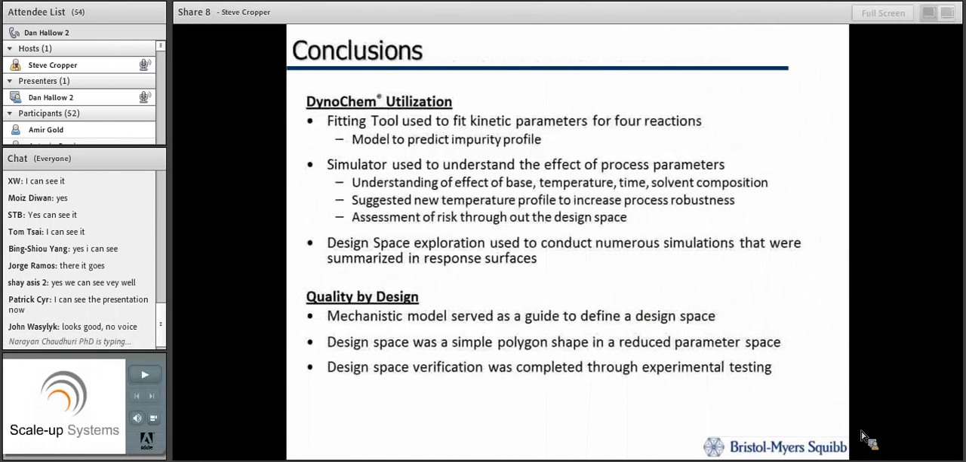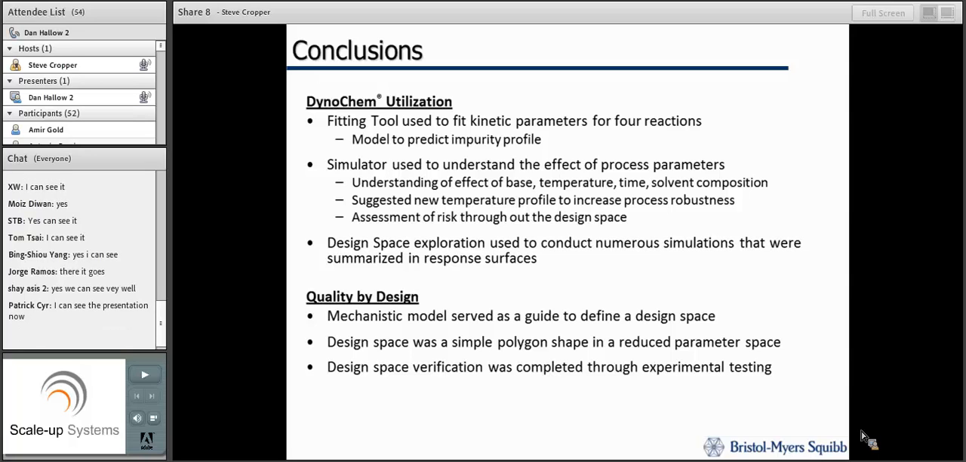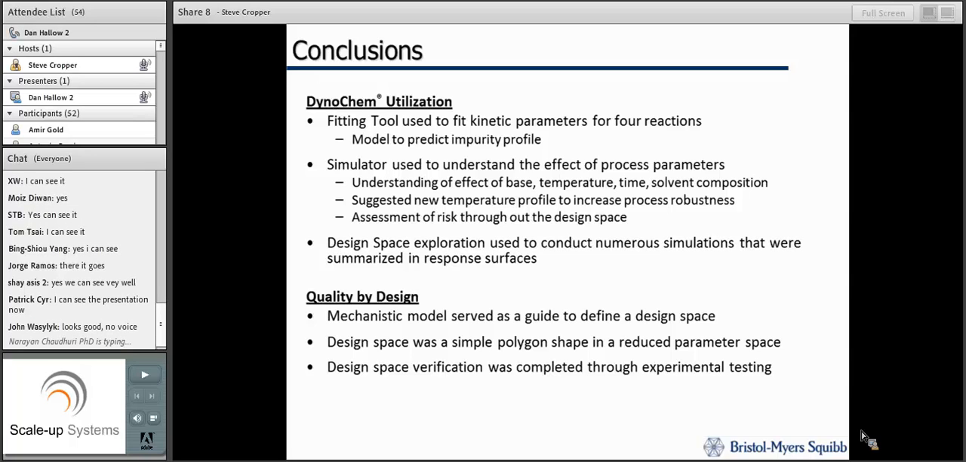So just some conclusions in terms of the DynoChem utilization. The fitting tool was used to fit the kinetic parameters for the 4 reactions, and it's used to model and predict the impurity profile. The simulator was used to understand the effect of the different process parameters, so understanding the effect of base, temperature, time, and solvent composition.